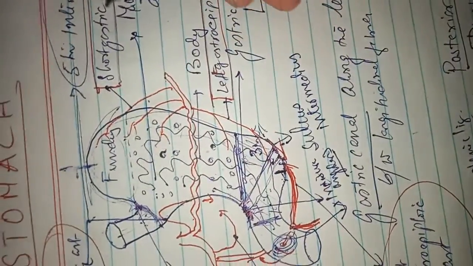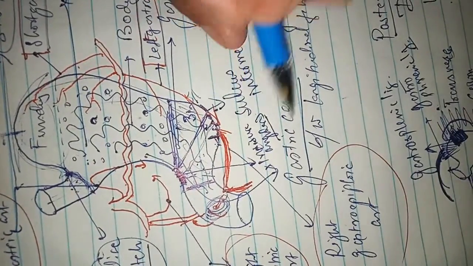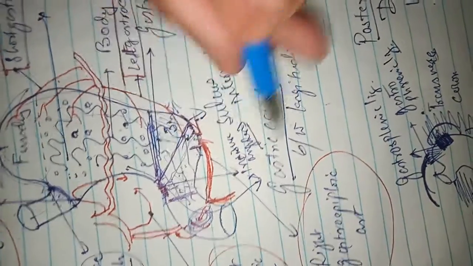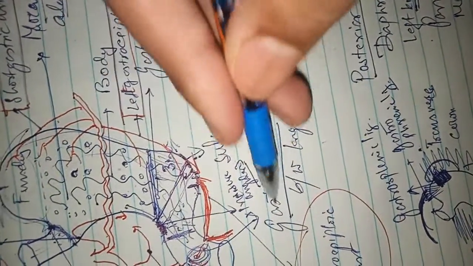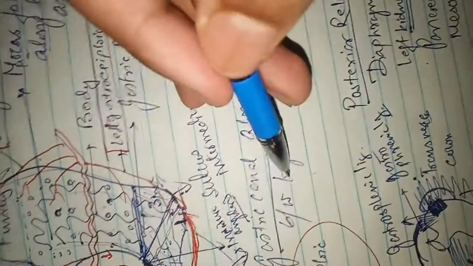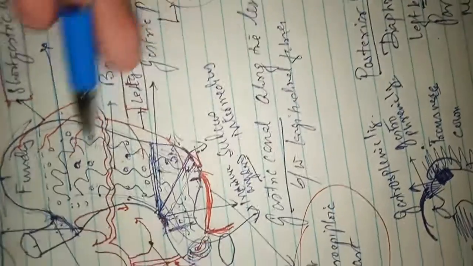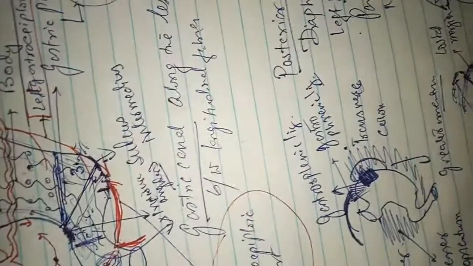Now this is the gastric canal. Along the lesser curvature, between the longitudinal folds, lies the gastric canal, where liquid food passes.